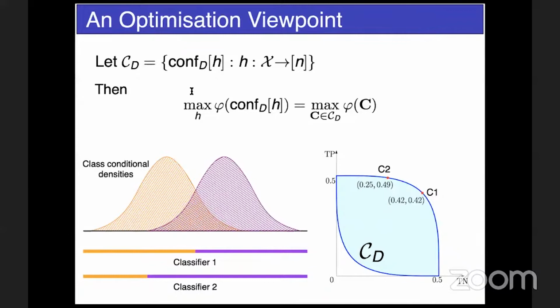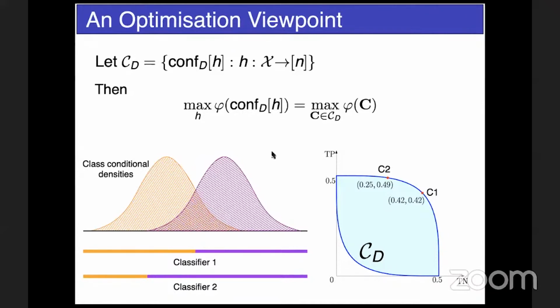So the main contribution here is that you can actually convert this problem, which is you want to maximize over all classifiers your phi of the confusion matrix of H. That's what you want to do. You can really convert this to a finite dimensional optimization problem. So what is this problem? You can just create the set of all feasible matrices as confusion matrices, as this.